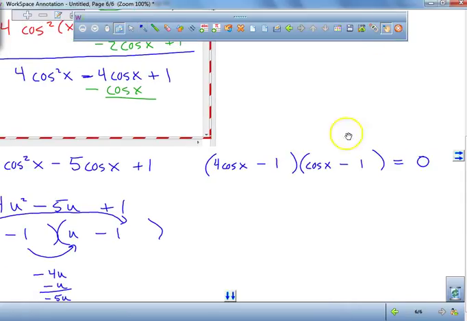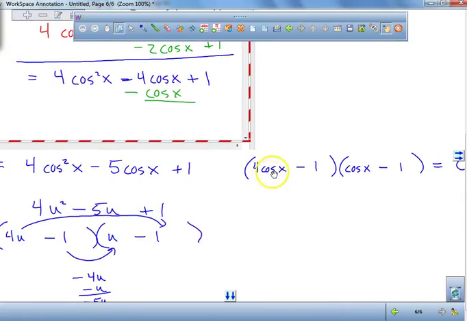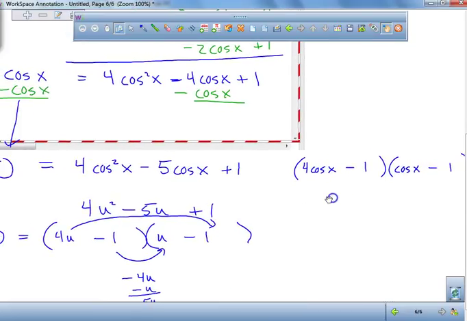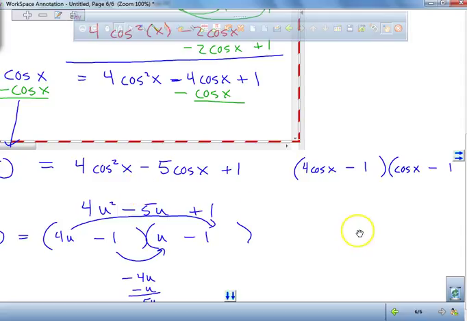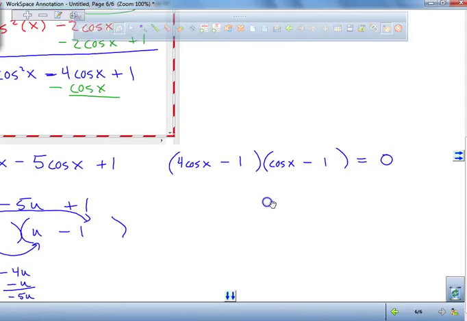So everybody, these are the factors. This times this. If we were to work through the whole FOIL method once again, what would we get back to? We get back to this equation right here, this expression. Now, what are we trying to figure out? We're trying to figure out where these are equal to what? Where are these equal to 0?